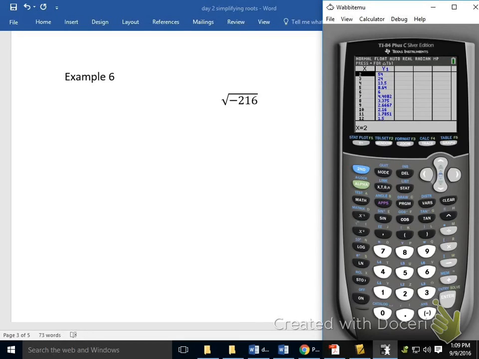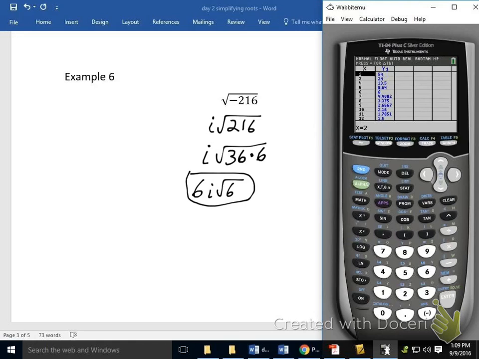Going ahead and finishing this one up here, I'm going to go ahead and write it as i times the square root of 216. Those of you liking to do it by hand, the biggest perfect square that goes into 216 is 36. It goes into it 6 times. So I have now 6i times the square root of 6 is my final answer.